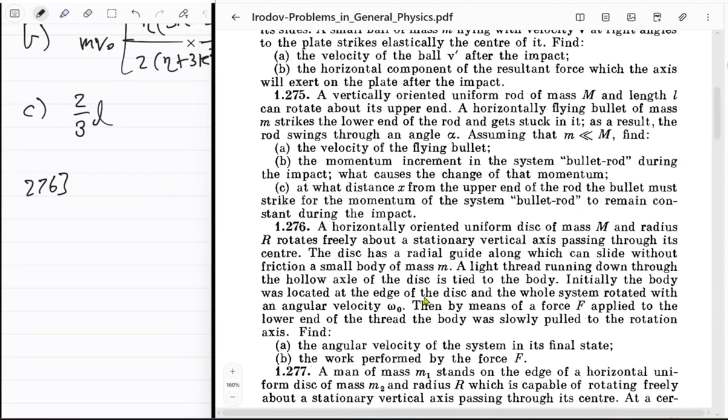I think I'm getting what's going on. Initially, the body was at the edge of the disk, and the whole system rotated with an angular velocity omega naught. Then, by means of a force F applied to the lower end of the thread, the body was slowly pulled to the rotation axis. Find the angular velocity of the system in its final state. The work performed by the force F.